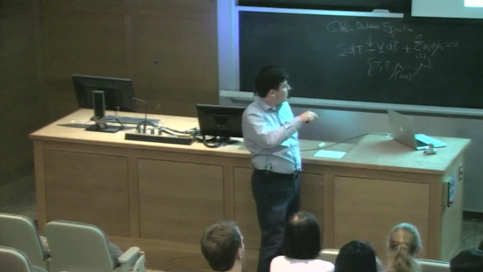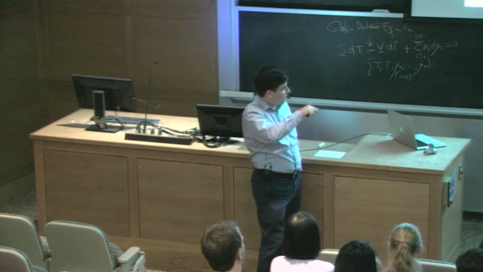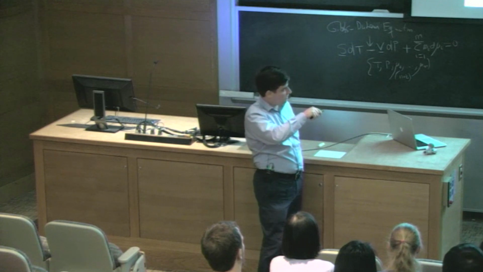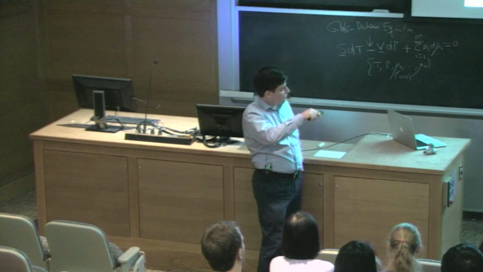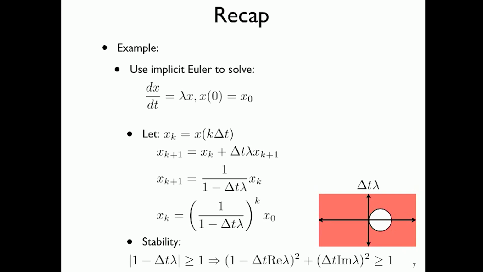So if I ask, for what values of delta t times lambda is the absolute value of this thing bigger than 1, and I allow lambda to be a complex number, for example, I'll find out that's true when 1 minus delta t times the real part of lambda squared plus delta t times the imaginary part of lambda squared is bigger than 1. Okay.